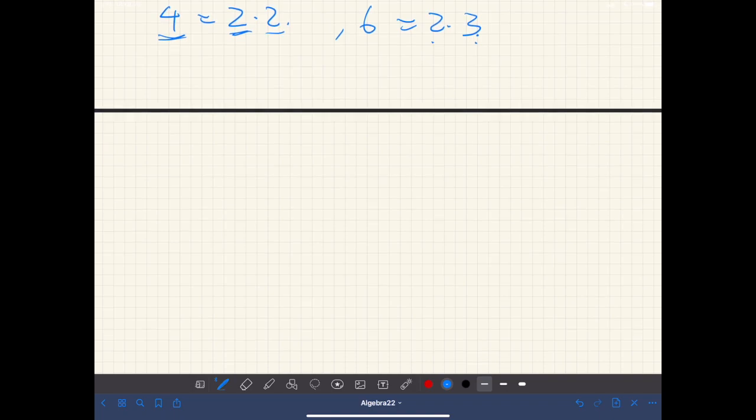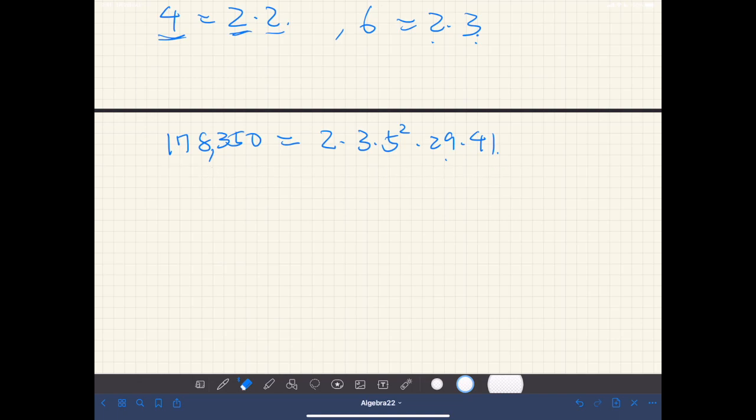And any composite number can be decomposed into a product of prime numbers. For example, 178,350 can be factorized as 2 times 3 times 5 to the power of 2 times 29 times 41. And 2, 3, 5, 29, 41, they are all primes. And you should check this is correct.